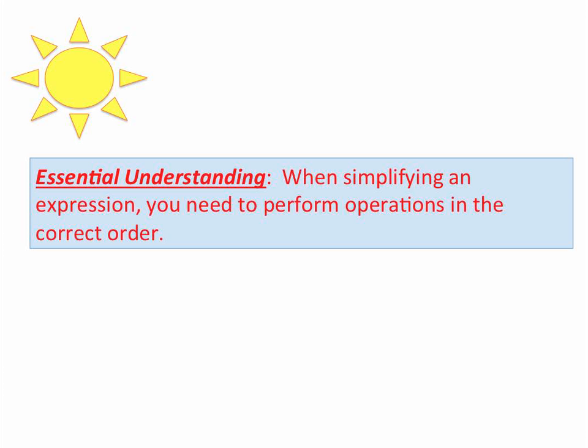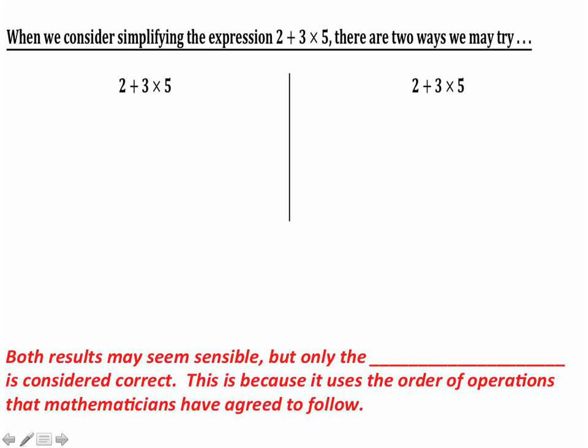All right, essential understanding number 2 is when simplifying an expression, you need to perform operations in the correct order. So let's take a look here at an example. I have 2 plus 3 times 5. So if we wanted to simplify this expression, put it in its most basic form, there's 2 things you might try to do.